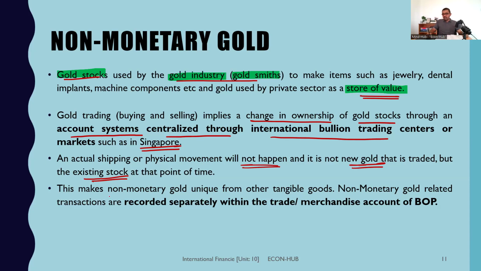This makes non-monetary gold unique from other tangible goods, like the example I used with the car. When you buy a car, you get the car to your hand. But here, you only have the ownership of it. You don't get the tangible item. Non-monetary gold related transactions are recorded separately. That's important. Some people don't get that into their head. Separately within the trade or merchandise account.